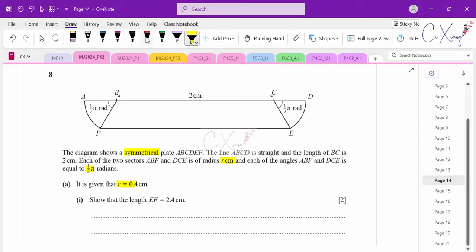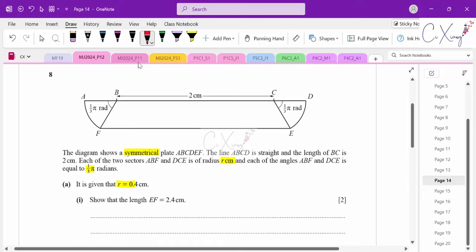Okay, so before I can show the length of EF, I want to draw a vertical line from B to the line EF, and form a triangle here. For this particular point, I will label it as B prime. And I have to make sure that this is 90 degrees. It is a straight line.